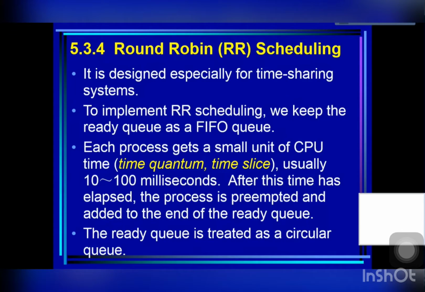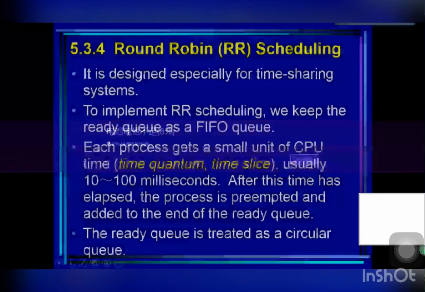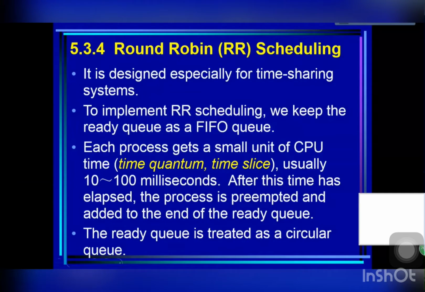The CPU scheduler goes around the ready queue, allocating the CPU to each process for a time interval of up to one time quantum. To implement RR scheduling, we again treat the ready queue as a FIFO queue of processes. New processes are added to the tail of the ready queue. The CPU scheduler picks the first process from the ready queue, sets a timer to interrupt after one time quantum, and dispatches the process.